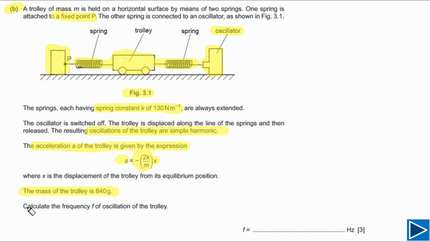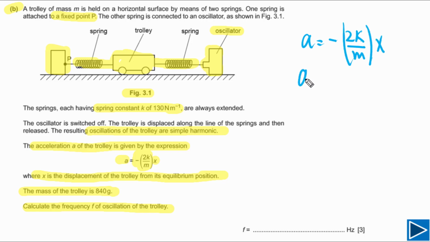For this question, we need to calculate the frequency of oscillation of the trolley. X is the displacement of the trolley from its equilibrium position. In order to calculate the frequency, we need to compare this given equation with the general equation of simple harmonic motion.